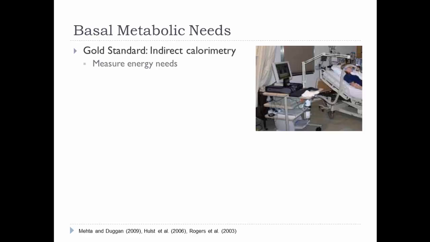So first, we want to provide basal metabolic nutrition support. The gold standard to directly measure a patient's basal metabolic needs is using indirect calorimetry. However, because of cost and limitations of staff, most units, especially those that aren't in research, do not have an indirect calorimetry machine. So in this case, we have to estimate metabolic needs using predictive equations.